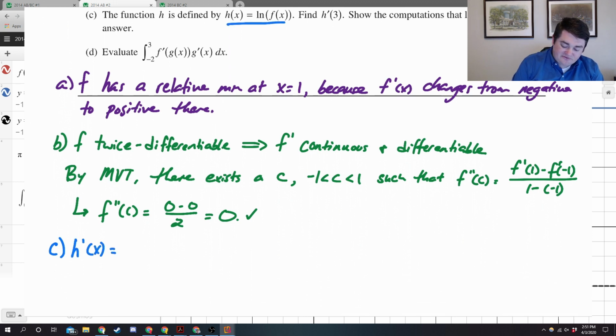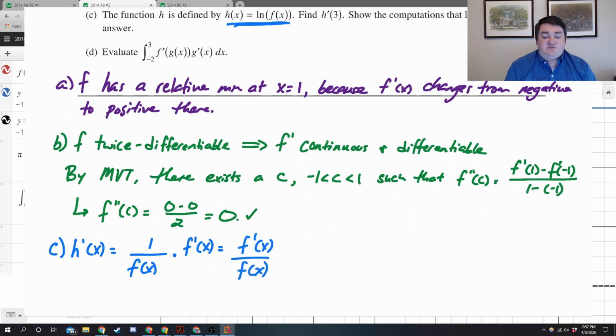equals, I'm looking at this function h of x up here. And to take its derivative, I'm going to apply the chain rule, which means I'm going to start with the outside layer. The derivative of natural log is 1 over whatever's inside. So 1 over f of x times the derivative of the inside function. The derivative of f of x would be f prime of x. So this is what I'm looking at. H prime is f prime over f.